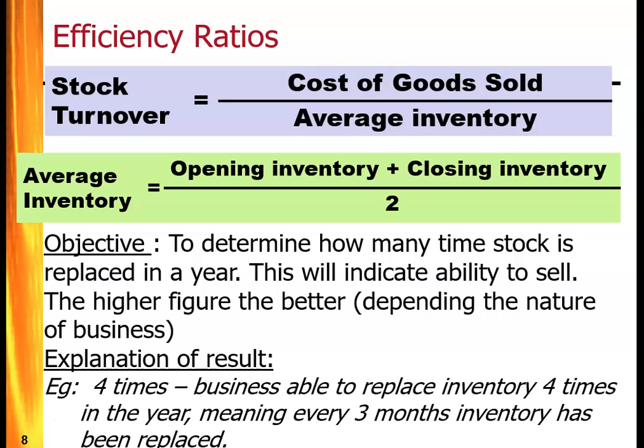So, the explanation of the result. For example, you calculate and you receive the result of 4 times. So the business is able to replace the inventory 4 times in a year, meaning it is replaced every 3 months. But for the final assessment, you only need to put that the business is able to replace the inventory 4 times in a year. It's more than enough for you to explain the result.